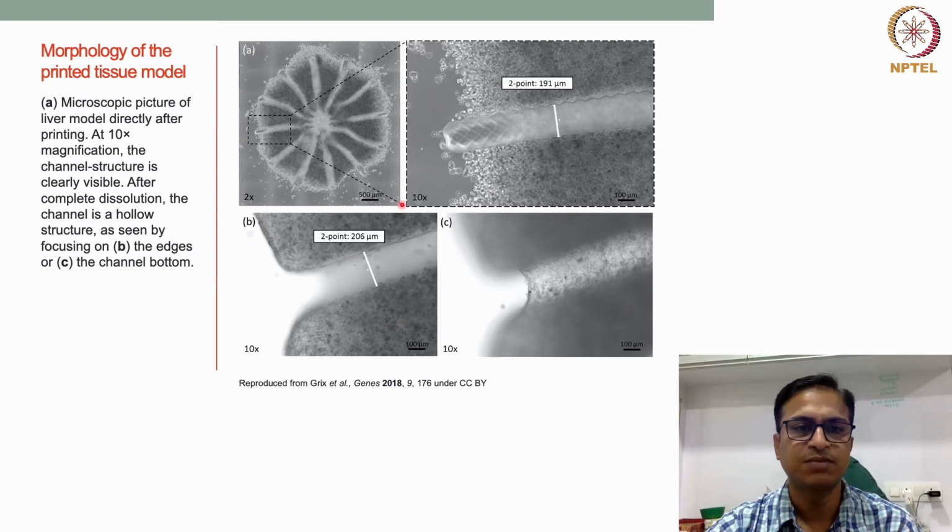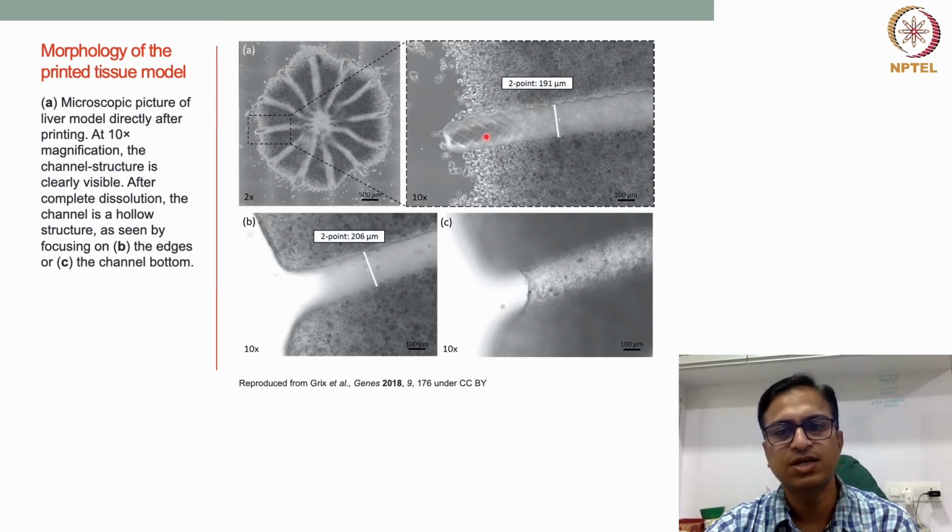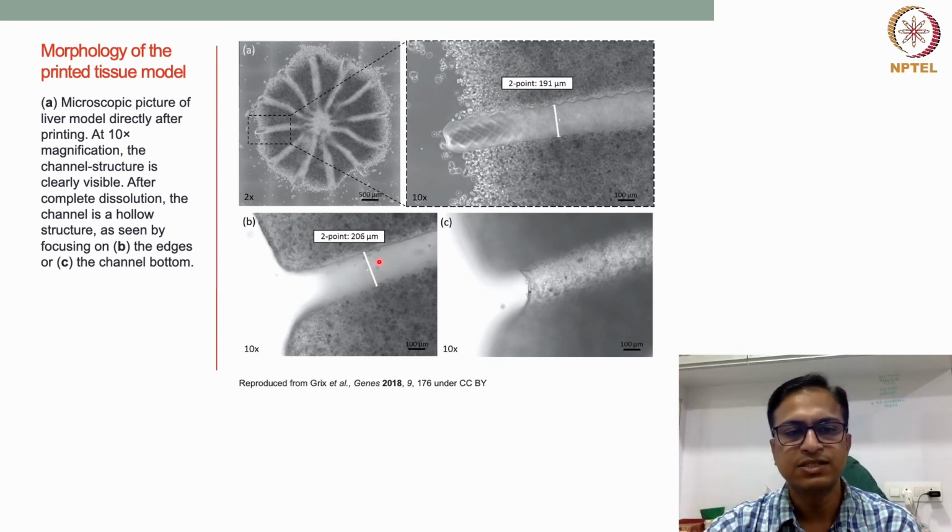This is the structure they have printed, with the morphology of the printed structure. You can clearly see the microscopic images there. They have shown 2x and 10x images. So the channels are also open. The channel dimension is almost 191 micron. Probably they designed the channel dimension to be 200 micron, and they got channels ranging from something like 190 to 210 micron.